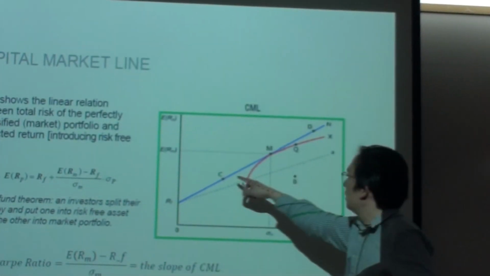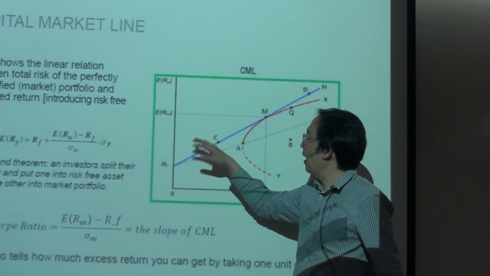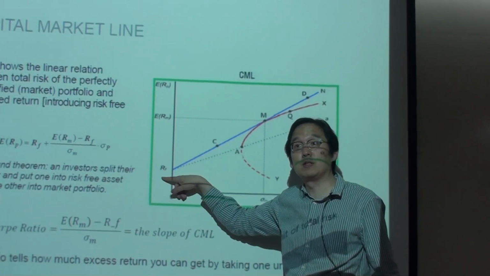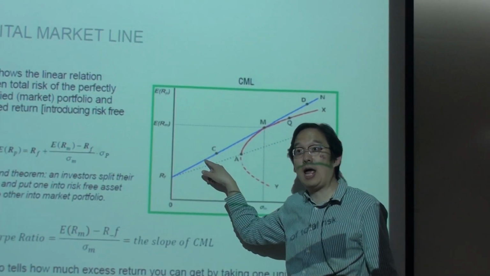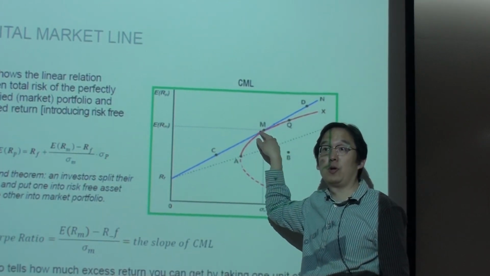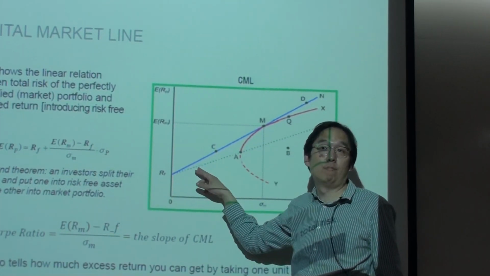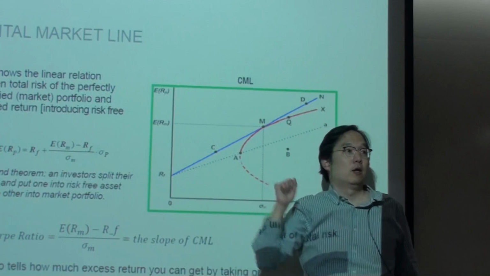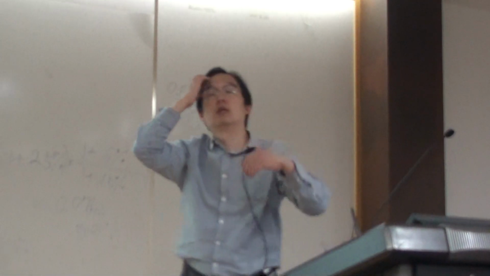C, this is where you put almost half of your money into the risk-free asset and half of your money in the market portfolio. Half and half situation. Make sense? Right. So that's that. Any other questions?